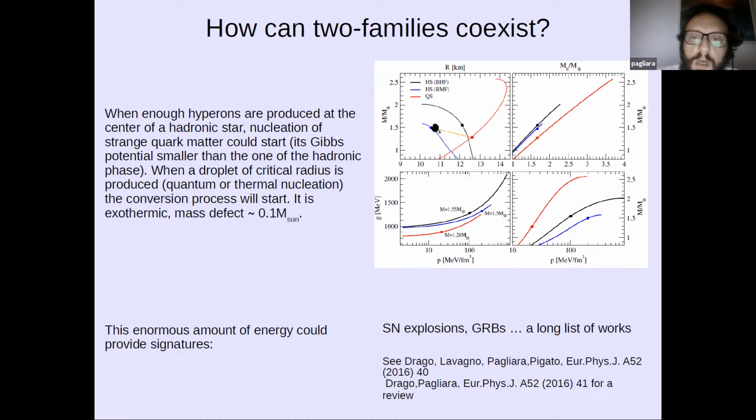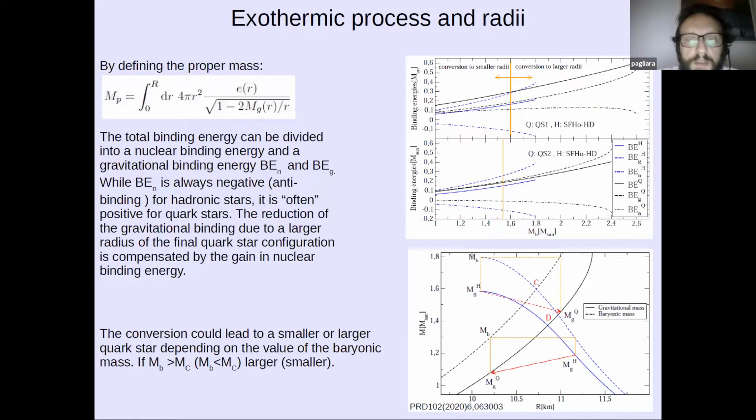So if you have two stars here with the same baryonic mass, you see that the gravitational mass of the quark star configuration is smaller than the gravitational mass of the hadronic star configuration, with a mass gap, well, an energy gap, of the order of 0.1 solar masses, which of course is energy released. And there are a number of papers we have published in the last years on the possible signatures of such a conversion process. Let me explain this point. This is a new thing.